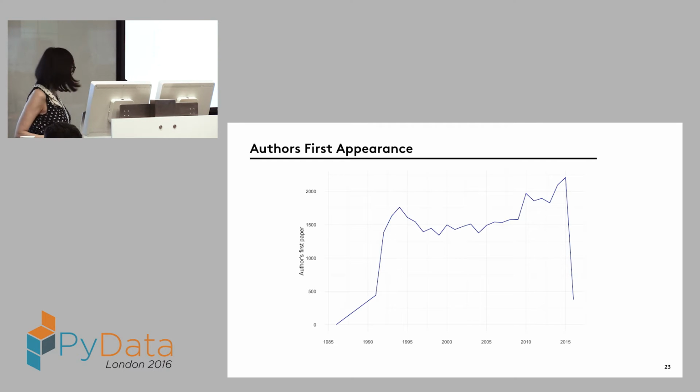And then this is also a line plot of the author's first paper. So basically counting how many first papers appear in each year. Of course, because the final year hasn't finished, you have that drop at the end. But you can see there the behavior.